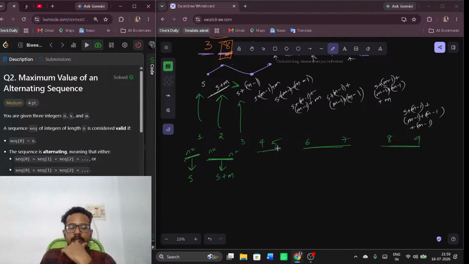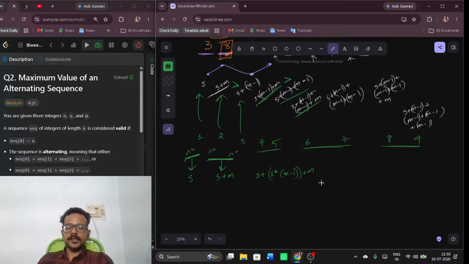So when 4 and 5, I would just return s plus m minus 1 plus m. Why? Because even if I have n is equal to 5, this is lesser than s plus m minus 1 plus m. Nothing but s plus 1 into m minus 1 plus m. For 6 and 7, I am having this.